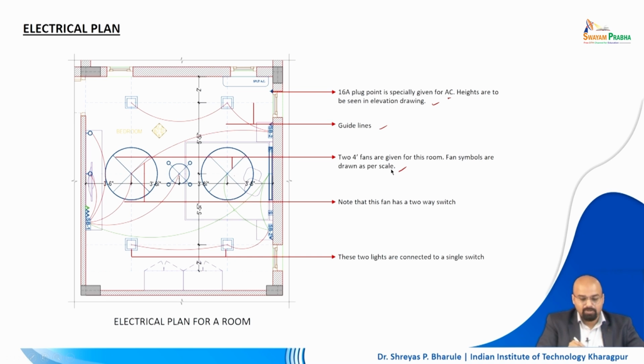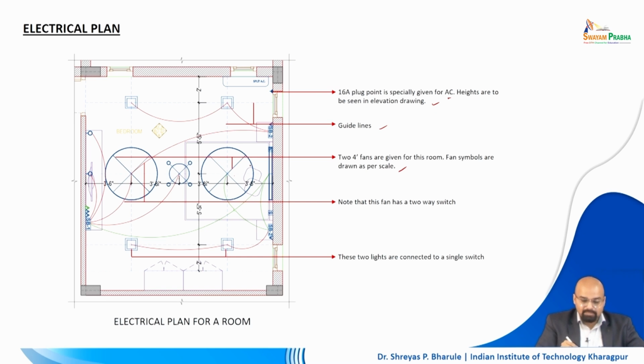The symbols are drawn as per scale. So, every time you put a fan, if you put it on scale, you will actually see how it interacts with that whole area, right. If it is not to scale, and say for example, this is representing not 4 feet but 2 feet, then this drawing is wrong, right.